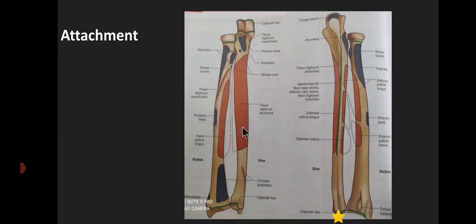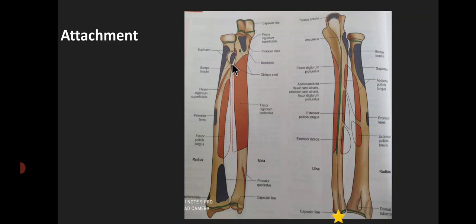Now moving towards the attachments. This is the anterior surface view, and this is the posterior surface view. On the anterior surface, you can see the lateral surface of the neck of the radius gives insertion to the supinator muscle. This is the radial tuberosity. The anterior surface is covered with the bursa, while the posterior surface gives insertion to the biceps brachii muscle.